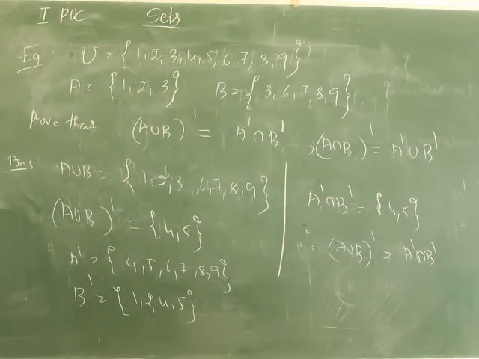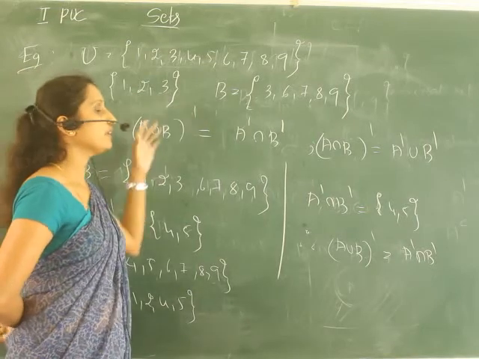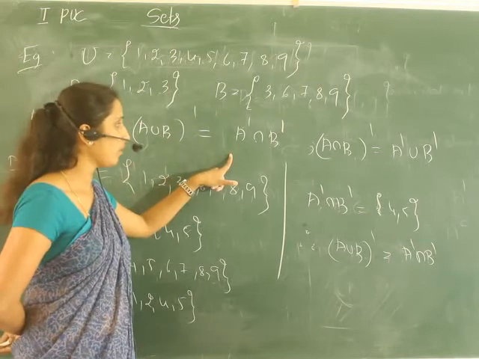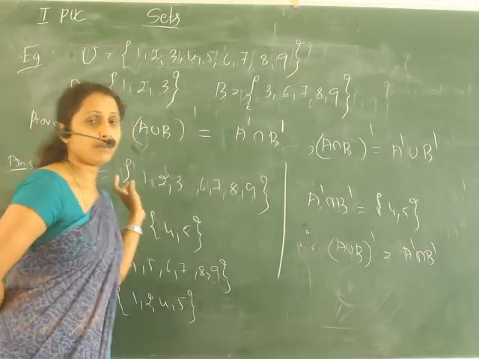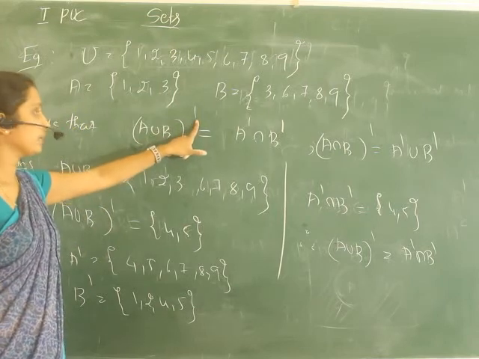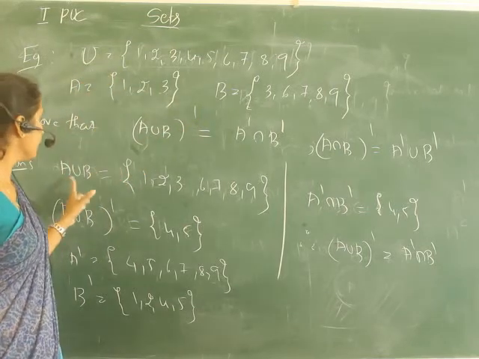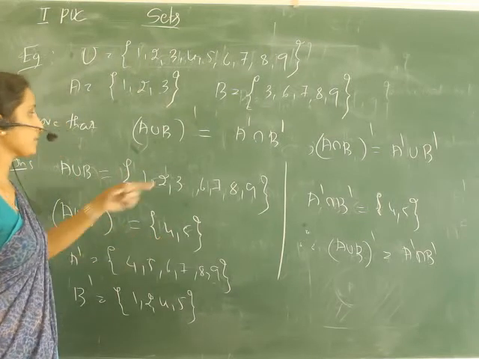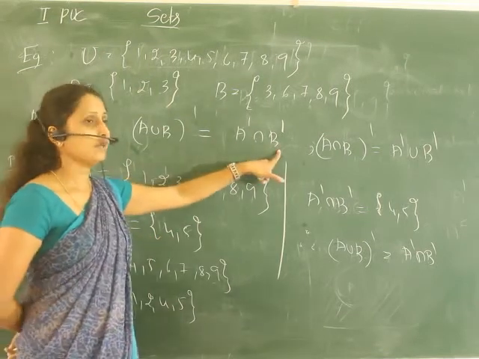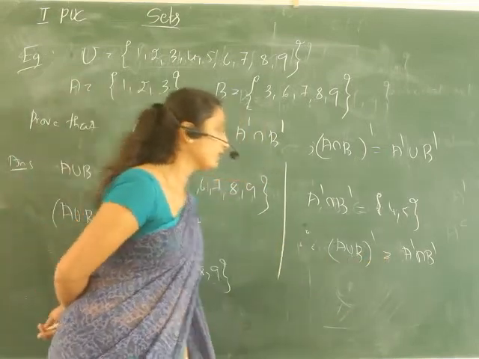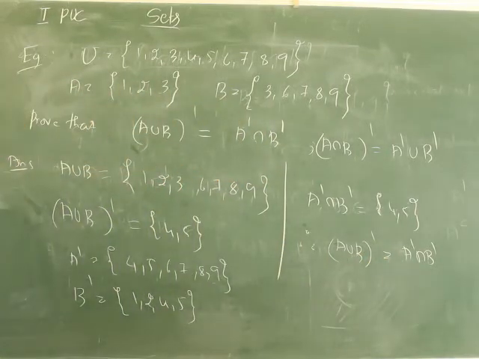So I have taken U the universal set, A and B. You have to prove A union B whole complement is A complement intersection B complement. So first you calculate A union B. Next you go for the complement, that means the elements present in the universal set but not in the union, so 4 and 5. Next you calculate A complement, next B complement, then their intersection. Finally we got A union B whole complement is A complement intersection B complement.